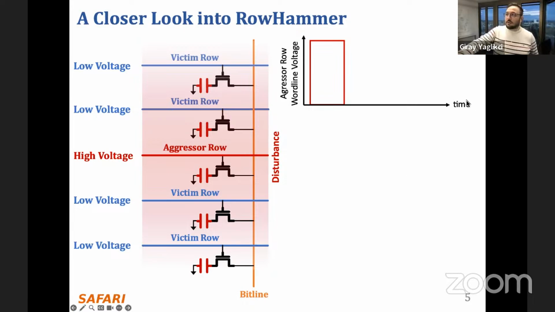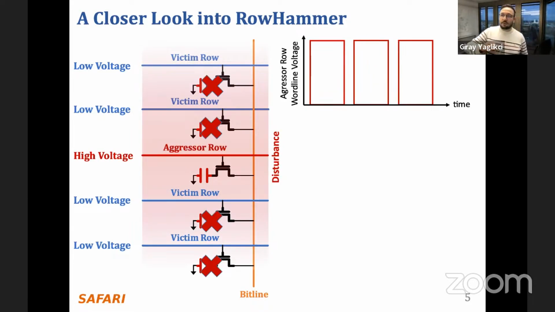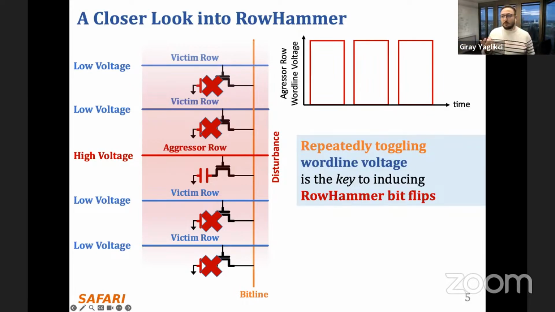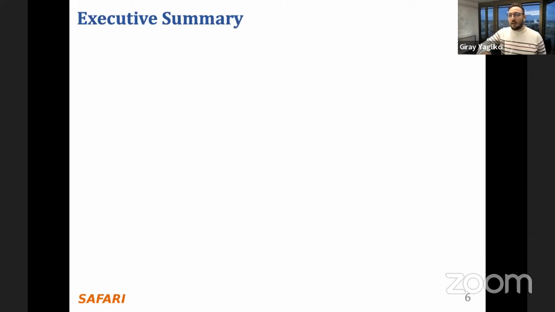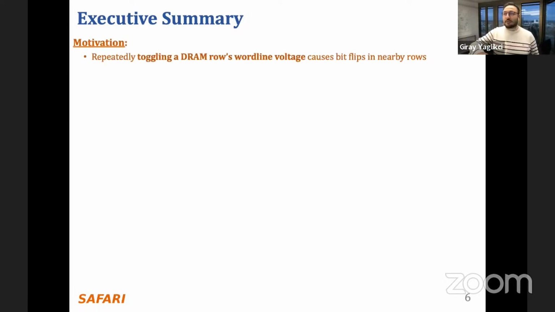Okay, so you can see over time how the word line voltage changes. You put high voltage, you open the row, and then you close it, and the word line voltage goes low, and then you open it again, you close it, you open it again, you close it, and then you see bit flips. A major contributor of this disturbance is the voltage swing on this word line. So repeatedly toggling the word line voltage is a key to induce RowHammer bit flips. And with that, I will go to the executive summary. I just wanted to mention these in advance because they will be relevant in a little bit.